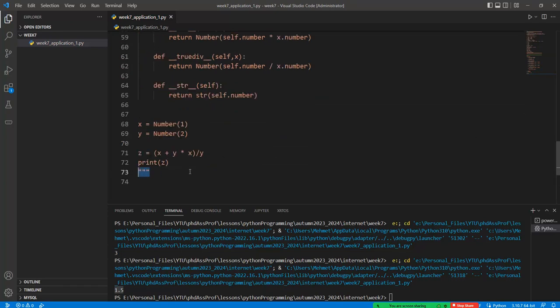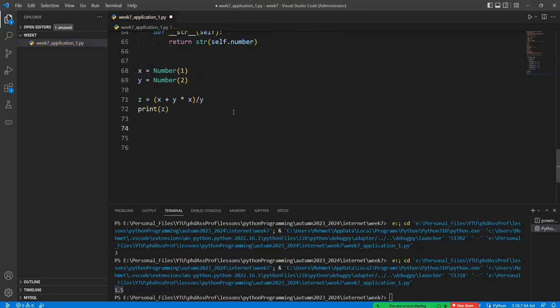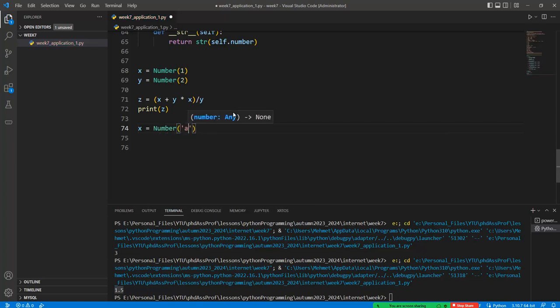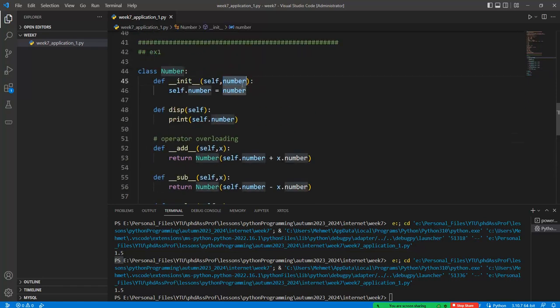Okay, if there's no question, we can define x as the number a, and y is defined as the number b. This is our definition. If I run this code, we don't have any error, because a is passed to this number and we don't have any knowledge about these things.